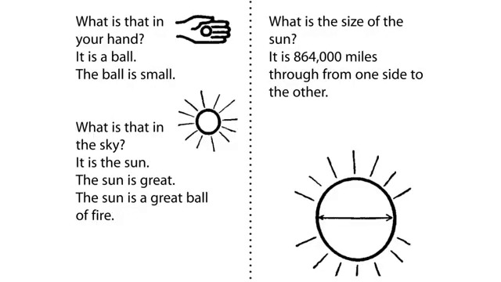What is that in your hand? It is a ball. The ball is small. What is that in the sky? It is the sun. The sun is great. The sun is a great ball of fire. What is the size of the sun? It is 864,000 miles through from one side to the other.